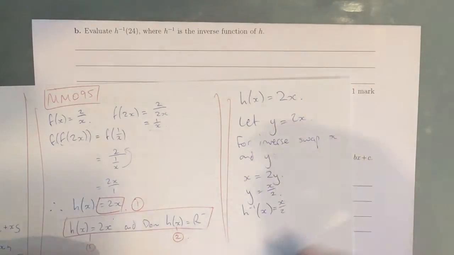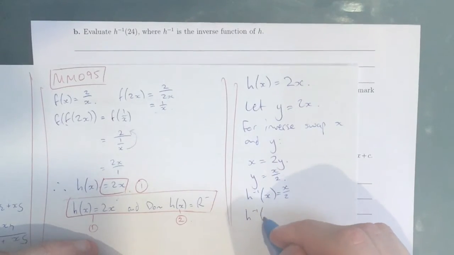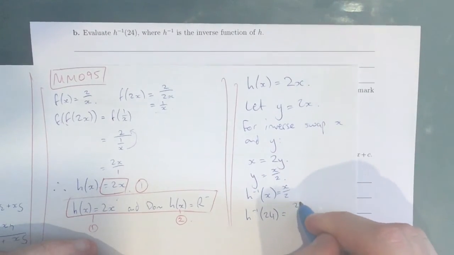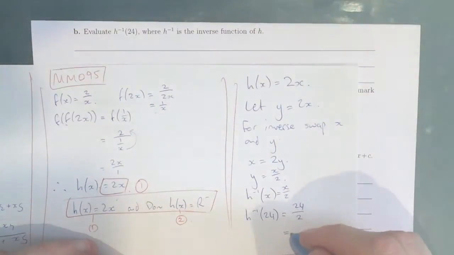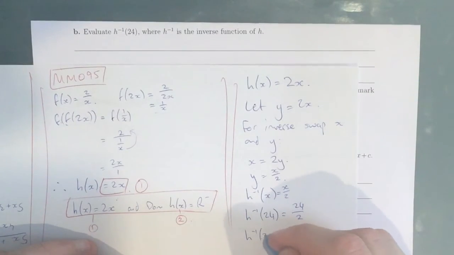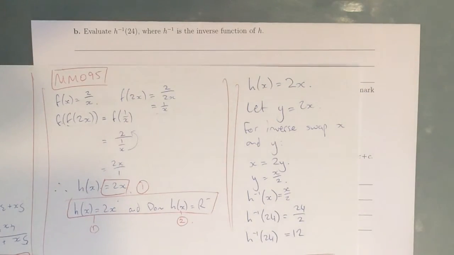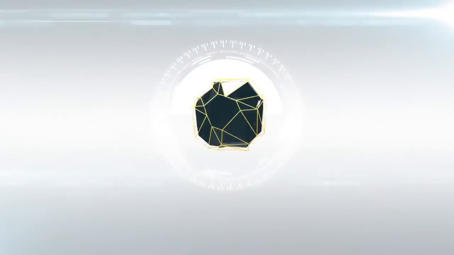However, again, we're not finished. What we now need to do is sub in 24, which means that we get 24 on 2, which means that we get h inverse of x where x equals 24 equals 12. And that would be your 1 mark.